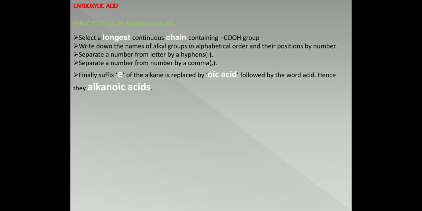IUPAC system: select the longest chain which contains the COOH group. Write down the names of alkyl groups in alphabetical order and their positions by number. Separate a number from a letter by a hyphen. Separate a number from a number by a comma. Finally, the suffix e of alkane is replaced by oic acid followed by the word acid, hence called alkanoic acids. See, alkane, eliminate e and add oic acid, then it becomes what? Alkanoic acid.